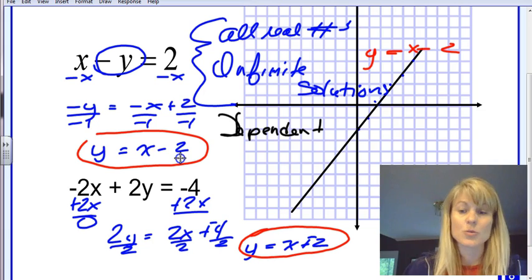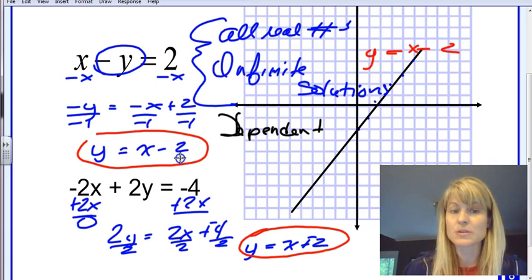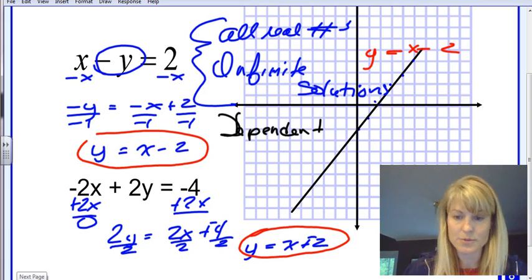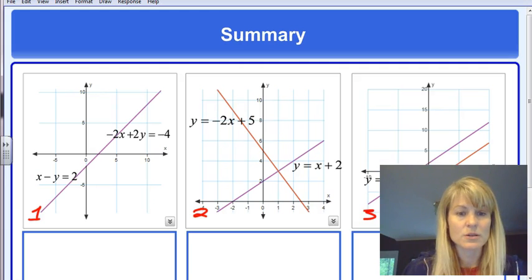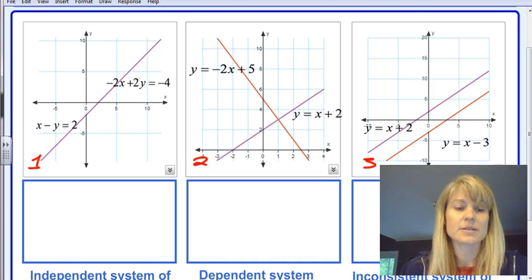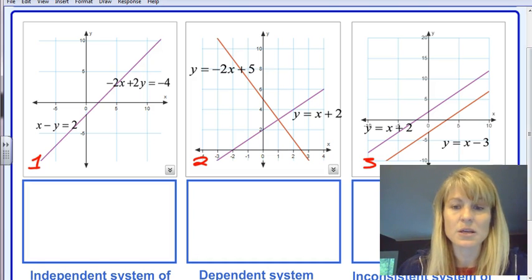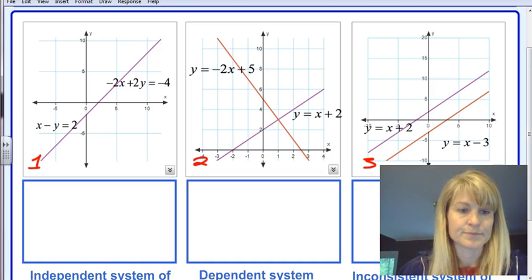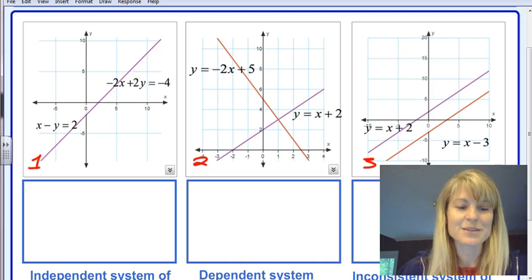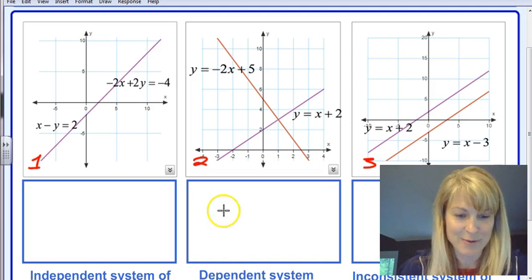So we have one solution, no solutions, all solutions. We have consistent, inconsistent, and dependent. So make sure you have those in your notes. Then we're going to look at this, and I want you to see if you can pick out which one is consistent, which one's inconsistent, and which one's dependent. Thank you.